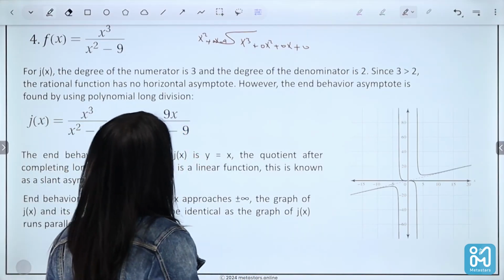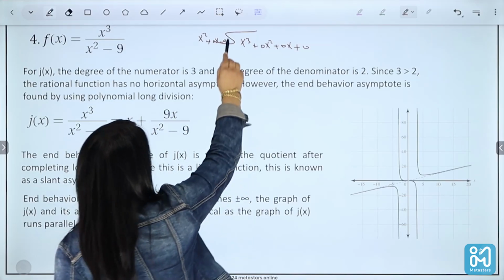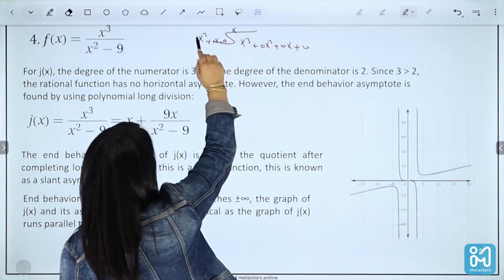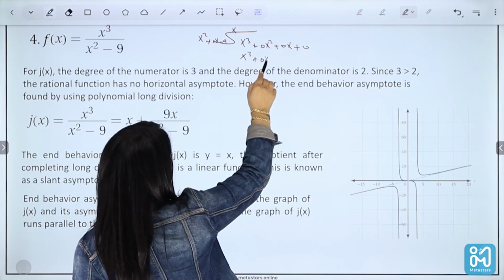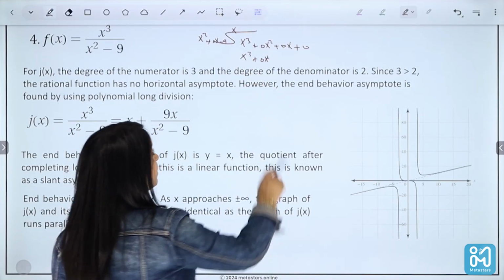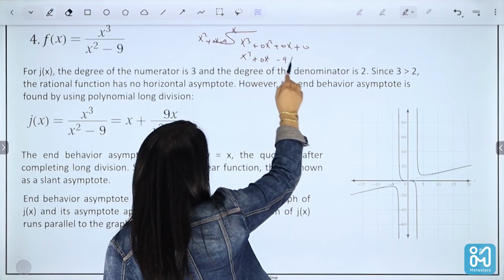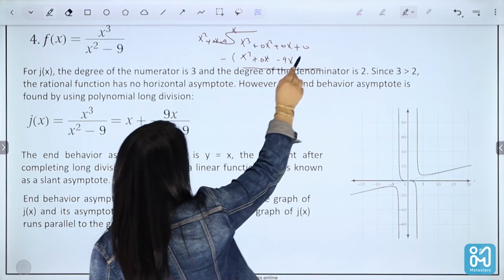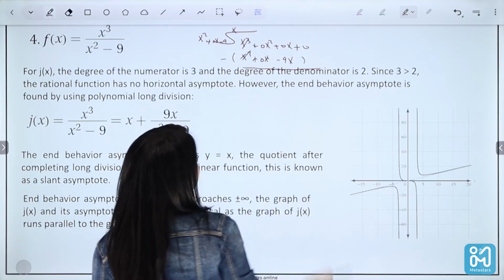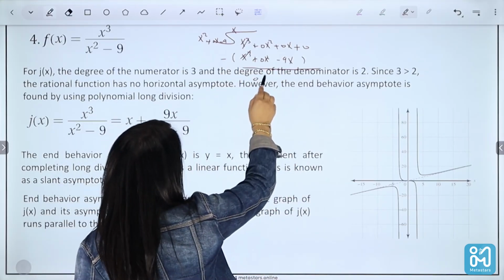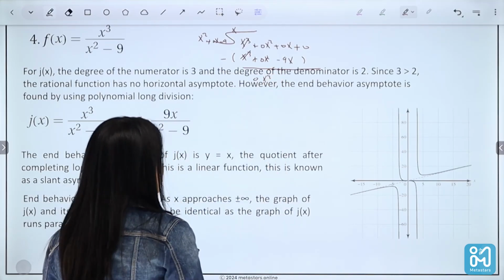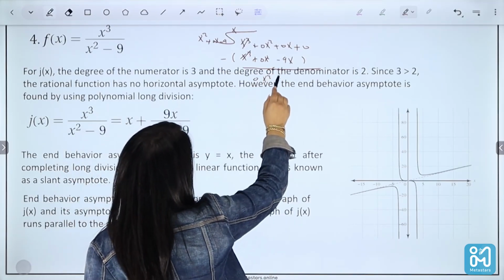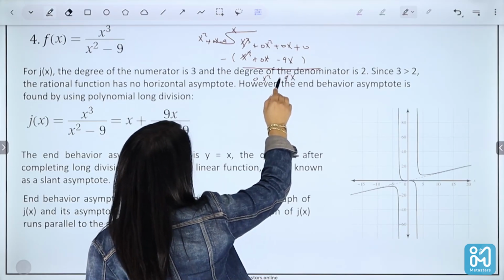And as we said, when we divide, we have to make sure that all the terms exist. So x cubed divided by x squared, the answer is x. So x times x squared is x cubed, x times 0x is 0x squared. Then x times negative 9 is negative 9x. So now what do we have to do? We need to subtract. So we remove this one, 0x squared minus 0x squared is 0x squared. Then 0x minus negative 9x, so we will get here plus 9x plus 0.